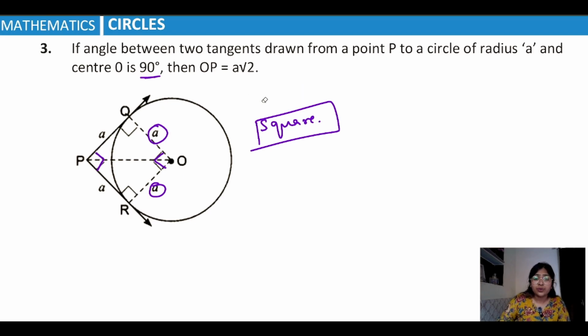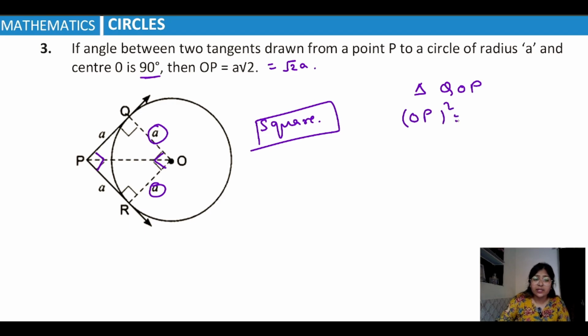Okay, what we need to do? Then they are asking to prove that OP is equal to root 2 A. Okay, can you see the triangle? Triangle QOP. It is a right angle triangle, yes or no? Yes. We can apply the Pythagoras theorem in this triangle. Yes, very good. So this is the hypotenuse.